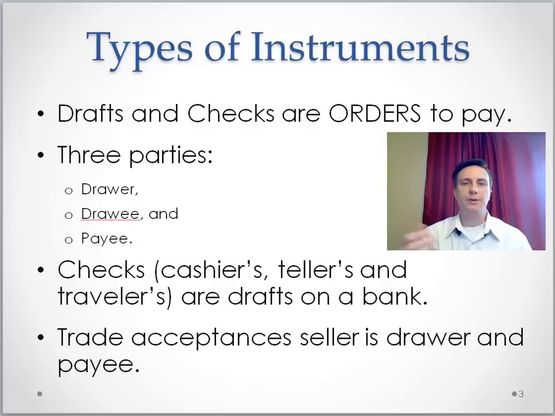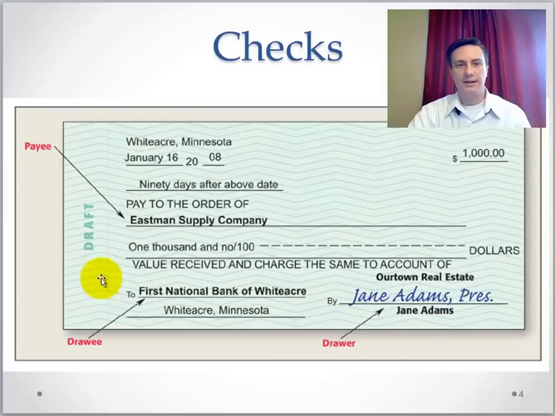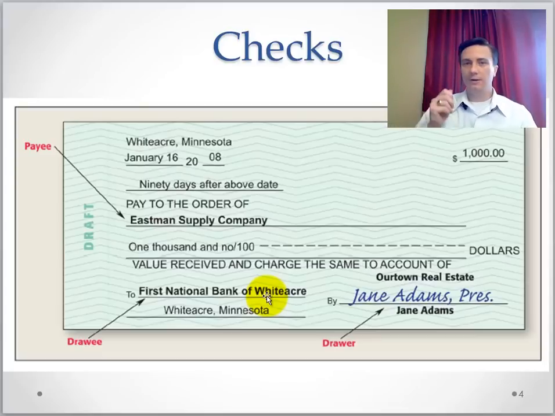You realize that when you are the drawer on the check, I should say, no, yeah, I was right. When you are the payee on the check, so in this case, Eastman Supply Company, you have the right to transfer that check to someone else instead of taking it to the bank. And so if you take it to the bank, that's fine. They'll give you the cash. Or you can negotiate that. The process of transferring a negotiable instrument is called negotiation.